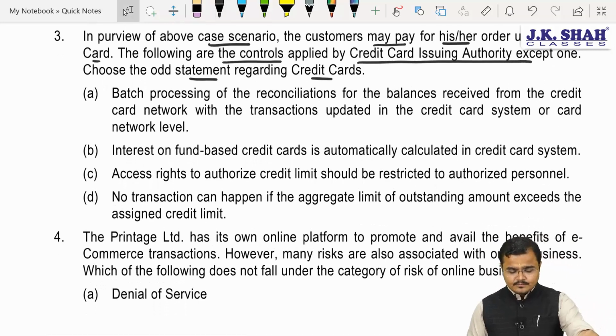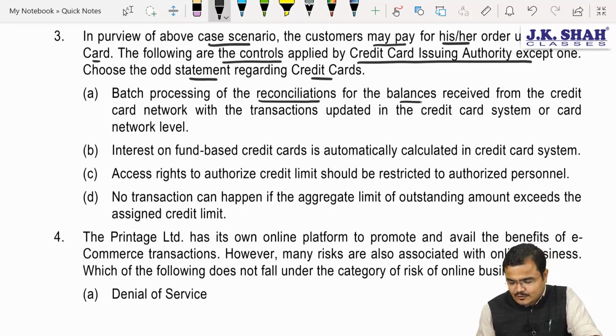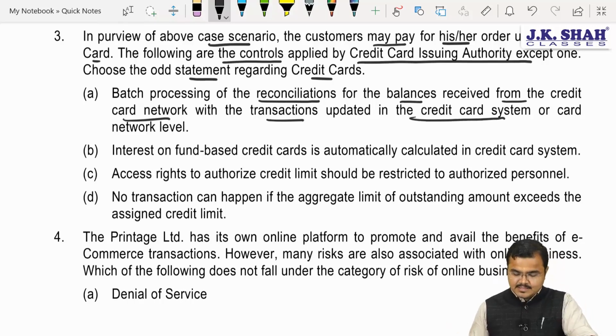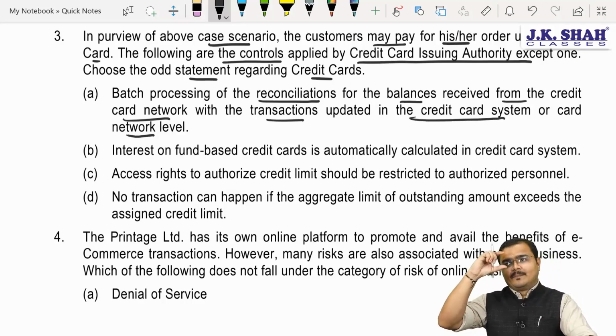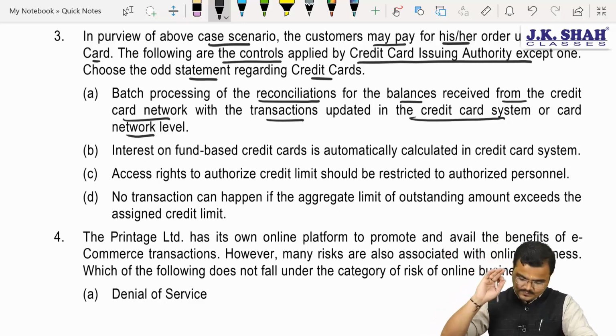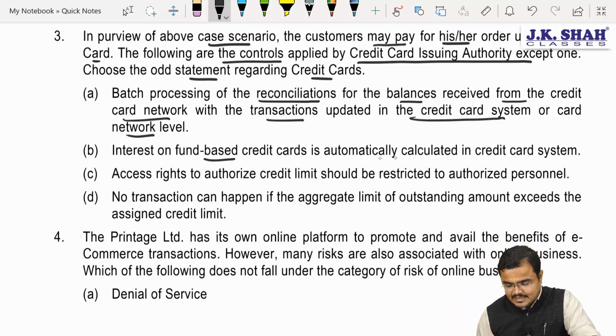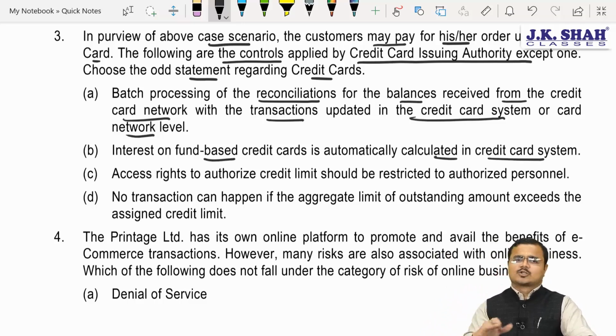Now the first one: batch processing of the reconciliation for the balances received from the credit card network with the transaction updated in the credit card system or the card network level. Okay, batch processing, transactions will be bunched together and then processed, Chartered. Second, interest on fund based credit card is automatically calculated in the credit card system. Obviously we want this, Chartered, because we want the calculation of interest to be done automatically, with no manual system needed, because generally we have seen manual calculation may lead to what, sir? Miscalculations. Agree? Yes sir, or wrong calculations we can say.